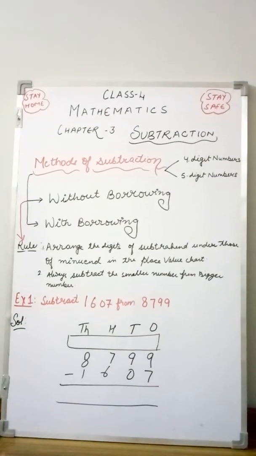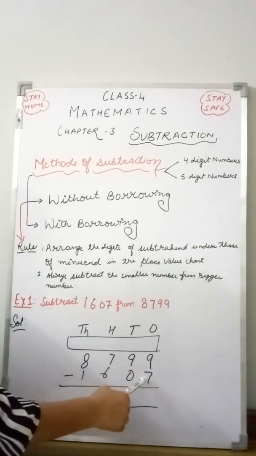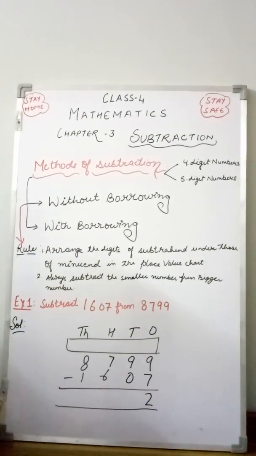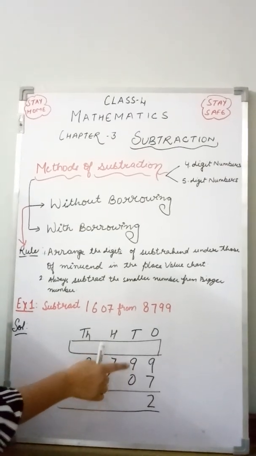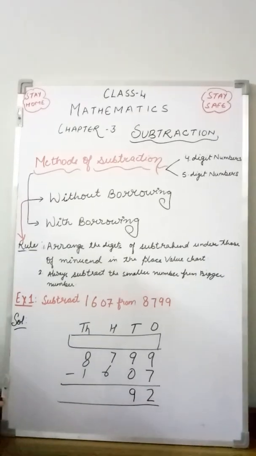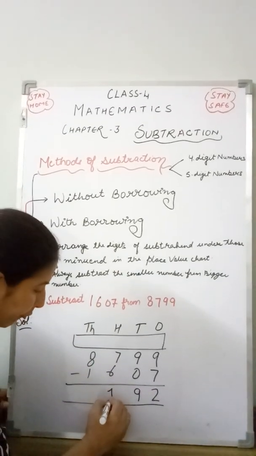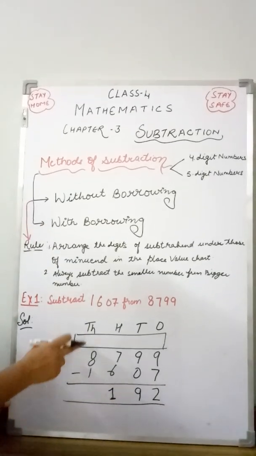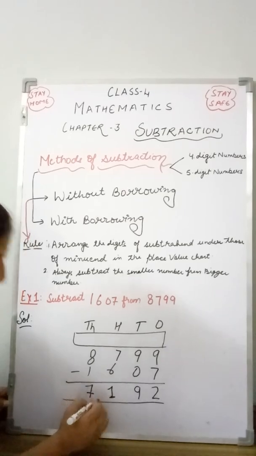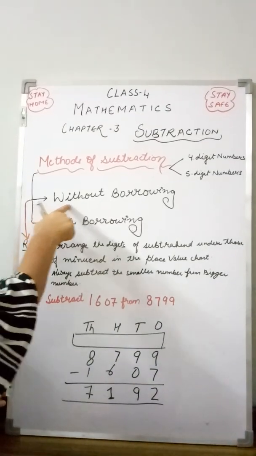According to the first rule, we have to start from the ones place. So subtracting ones is 9 minus 7. 9 minus 7 is 2. Now the next step is subtract the tens. So 9 minus 0. 9 minus 0 is again 9. Now move to the 100 place. 7 minus 6 is 1. And finally we have the last place, that is 1000 place. 8 minus 1 is 7.